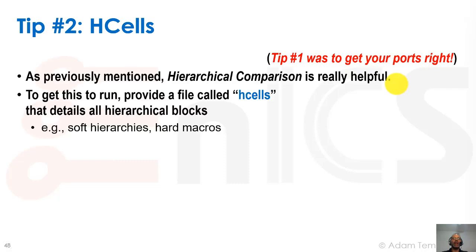So tip number 2 is H cells, and this is what I discussed before on hierarchical comparison. To get this to run, we provide a file called H cells that details all the hierarchical blocks, soft hierarchies, and hard macros. And this is really important because it can look at the LVS separately between where our bottom levels have problems and our top levels.